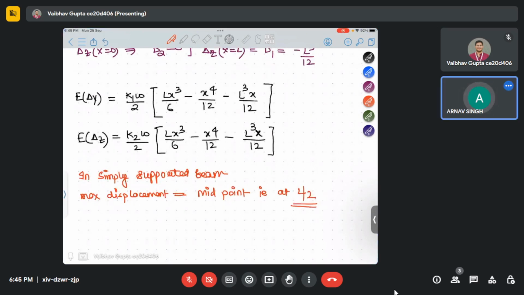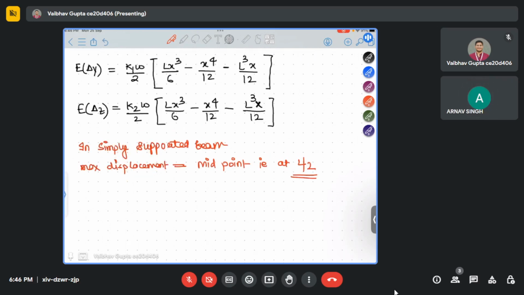Maximum displacement is at the midpoint, in the y direction and also in the z direction, because both are simply supported. So in both cases we will get maximum displacement at L by 2. It is a universal truth that in a simply supported beam it is always at L by 2. In a cantilever, the maximum displacement you will get at the free end. This is always true.